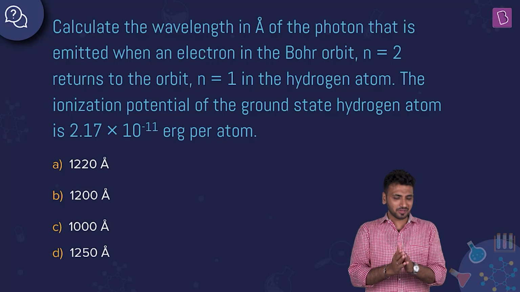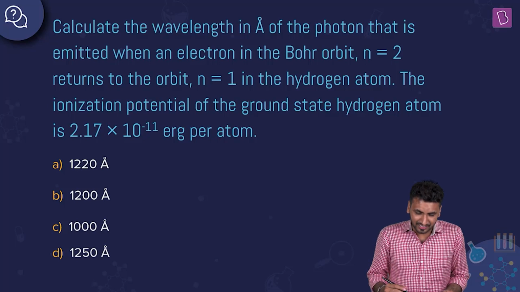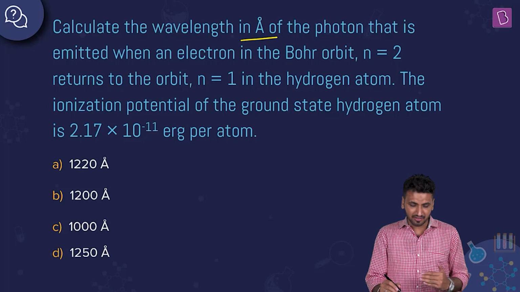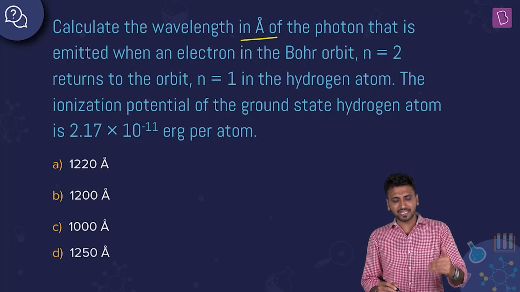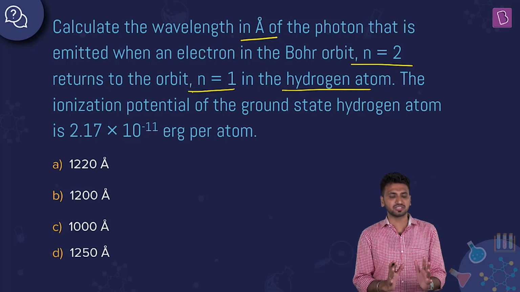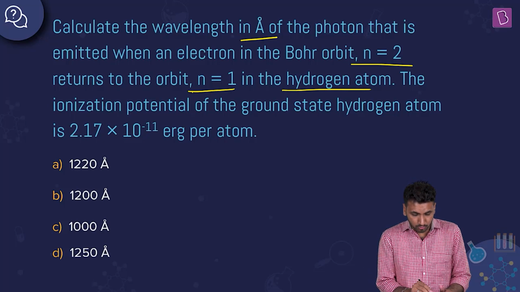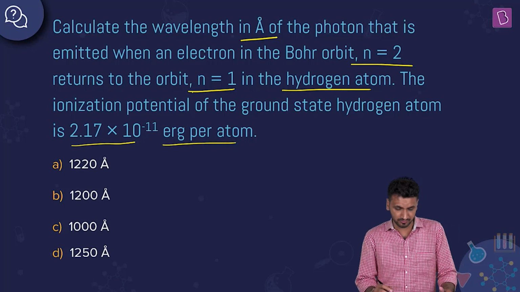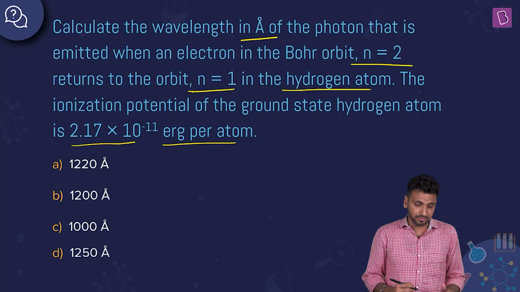Here we have a question from hydrogen spectra, the Bohr's energy level. Let's see what the question says. Calculate the wavelength in angstrom of the photon that is emitted when an electron in the Bohr orbit n equal to 2 returns to the orbit n equal to 1 in the hydrogen atom. The ionization potential of the ground state hydrogen atom is 2.17 into 10 raised to power minus 11 erg per atom. The answer options are in angstrom, and the options are pretty close as well.